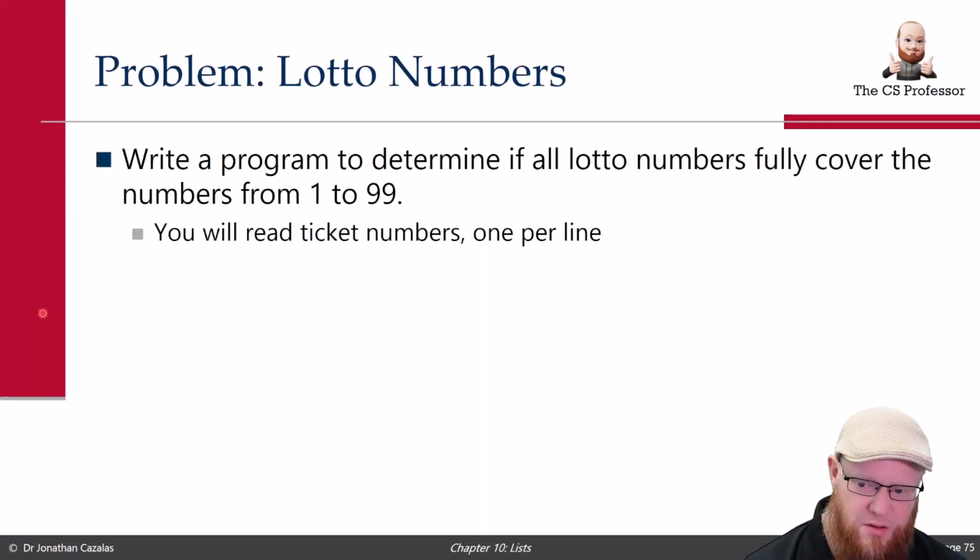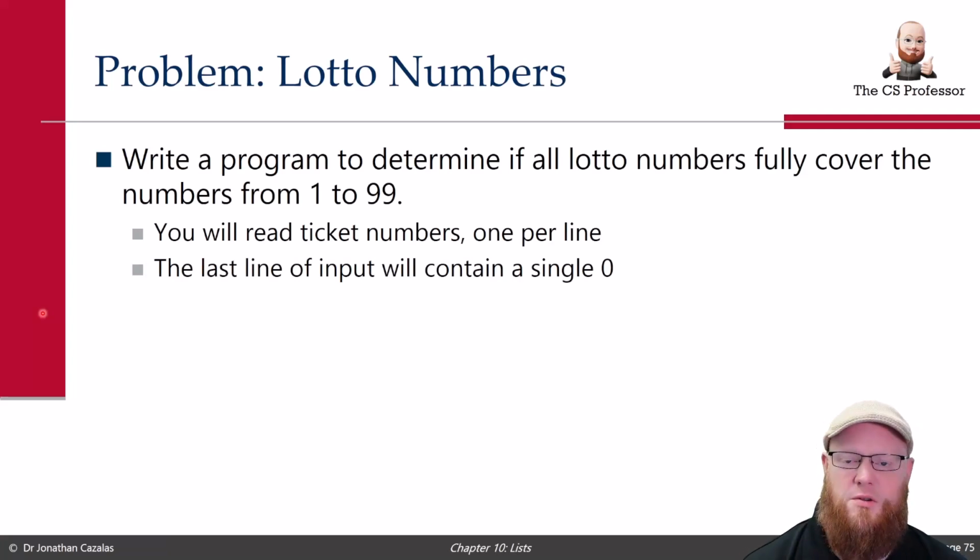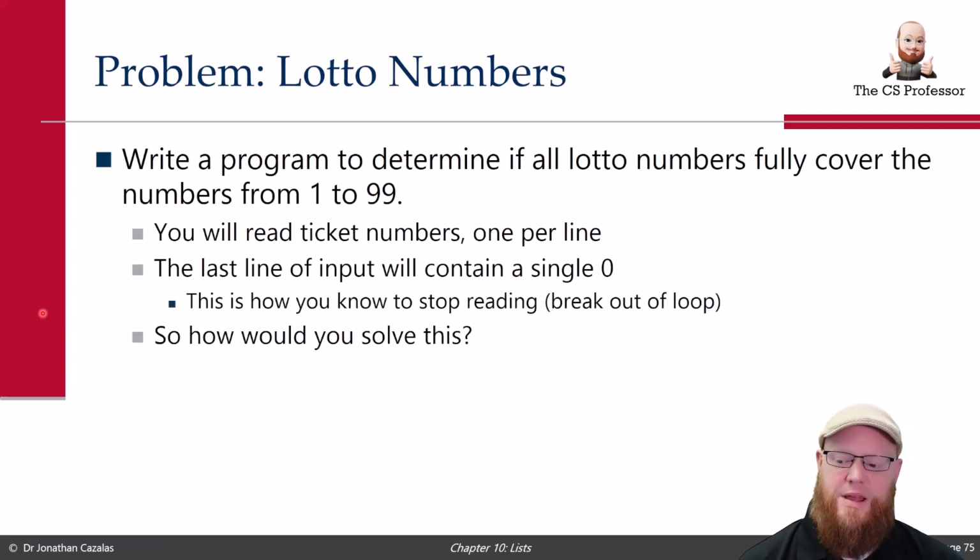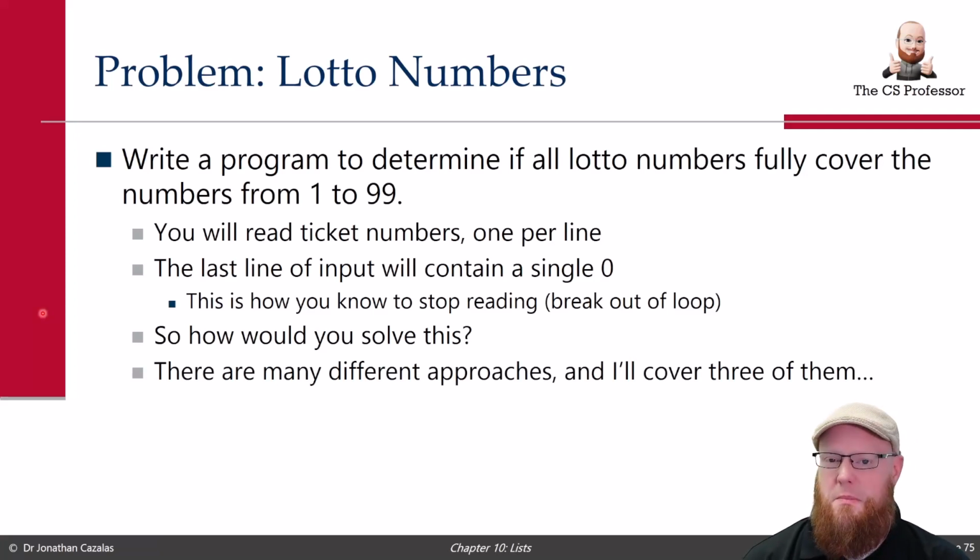We're going to read the tickets, one per line. We know about the 0. That's when we stop reading. That's when we're going to break out of that loop. How do we solve it? There's many different approaches. I'm going to cover 3 of them.